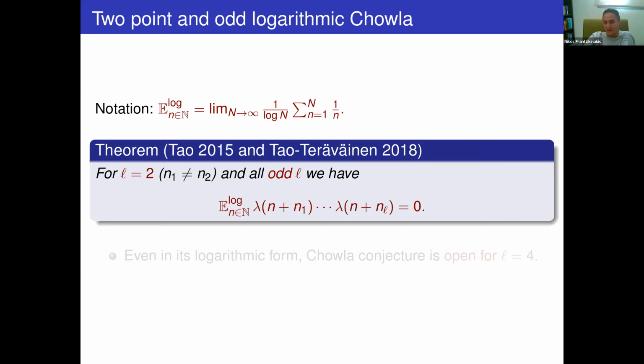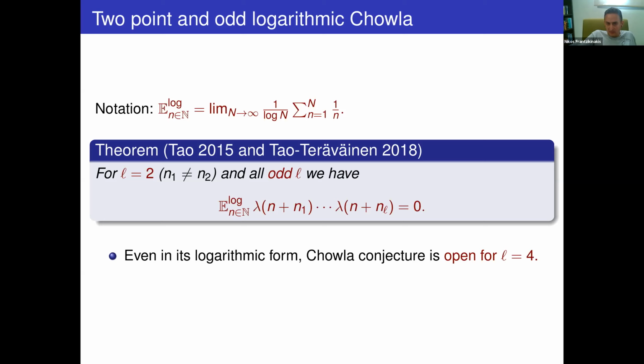And if you verify this for all L, it doesn't give you anything about sign patterns of length, let's say, 4 or 3. If you want to say something about sign patterns of length L, you need to verify the conjecture for all values less than or equal to L. So this is what is known, and up to now, even in this logarithmic form, the problem remains open. So the first open case now is L equal to 4.